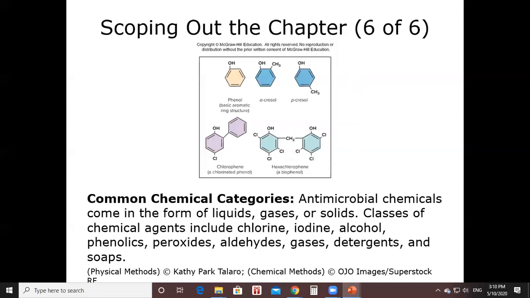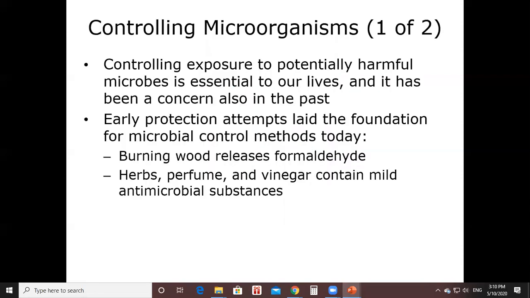And to finalize this chapter, we're going to talk about common chemical categories. Antimicrobial chemicals come in the form of liquids, gases, or solids. Classes of chemical agents include chlorine, iodine, alcohol, phenols, peroxides, aldehydes, gases, detergents, and soaps. We'll talk about each one of those, and I will tell you how much of each of those I need for you to know for the quiz.